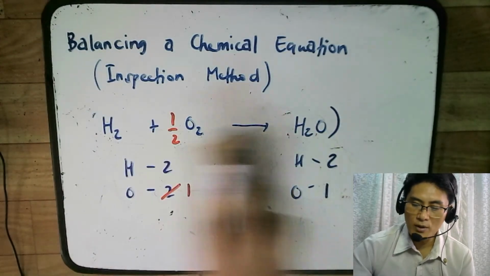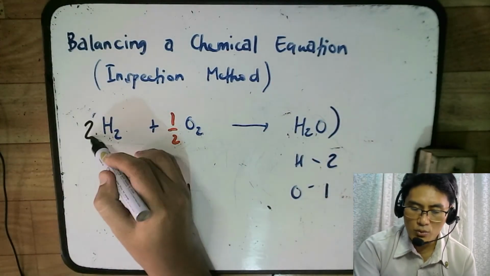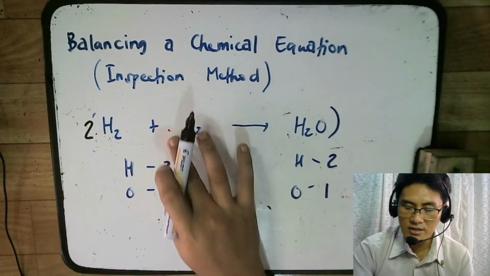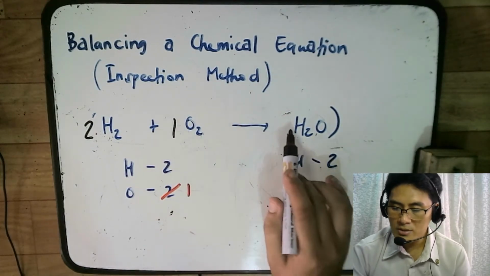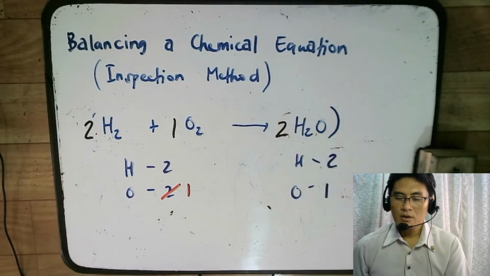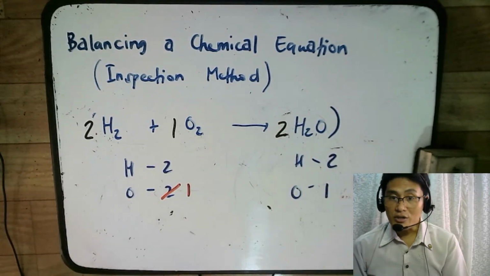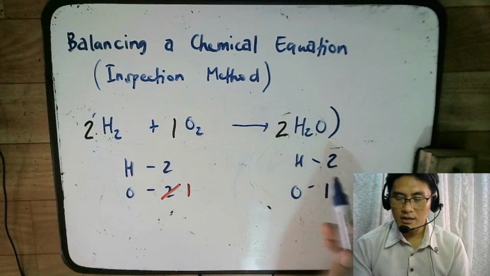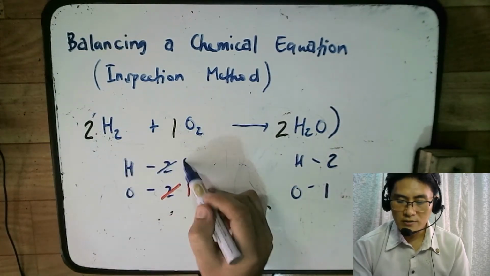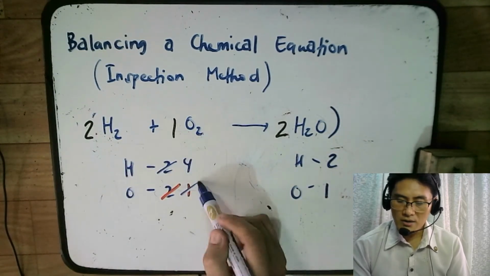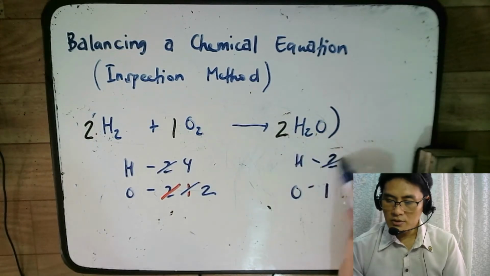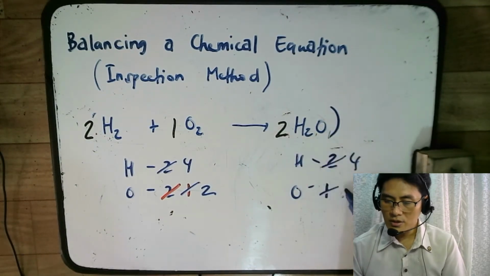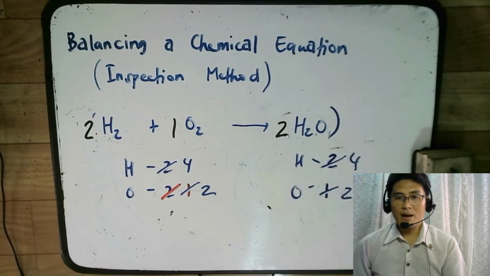So what that means is this will now become 2. And 2 times 1/2, this now becomes 1. 2 times 1, that becomes 2. So now you have a balanced equation, because if you update the counting table, you have 2 times 2, that's 4, and then 2 times 1, that's 2, 2 times 2, that's 4, 1 times 2, that's 2. So you now have the balanced equation.